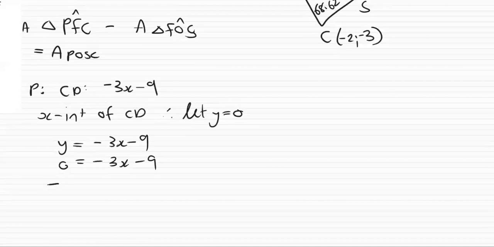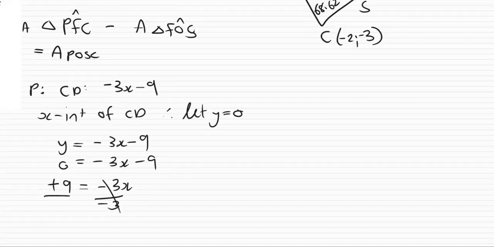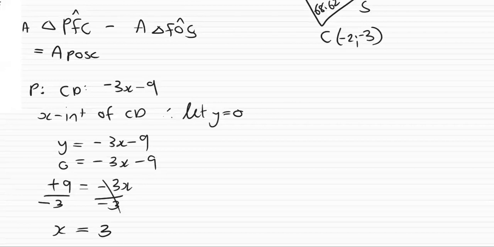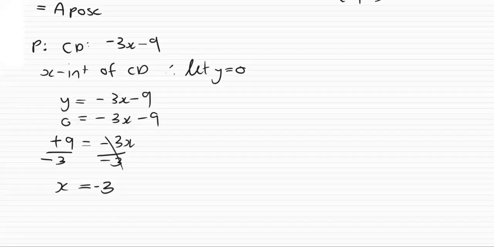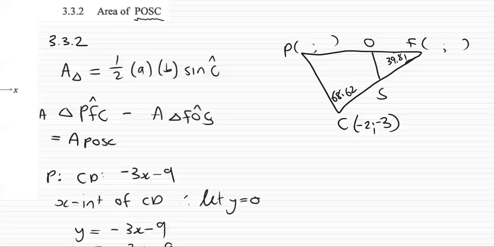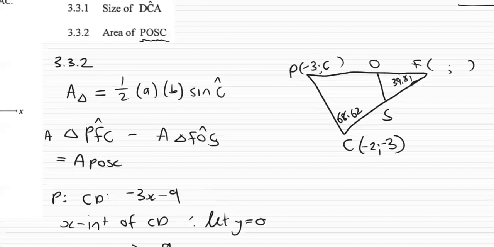Plus 9 on both sides. End up 9 equals minus 3x. And divide both sides by negative 3. Cancels out on that side. So x is equal to 9 divided by 3, which is just 3. That was negative, so it's a negative 3. Okay, so our x is negative 3. That means our point P is, x is negative 3, and our y was 0. So we have point P, negative 3, 0.